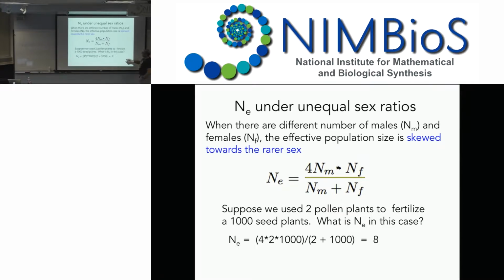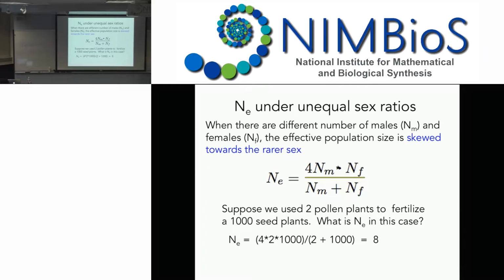Suppose I've got 2 pollen plants to fertilize 1,000 seeds. This is basically the average number of males, number of females; this is how you compute it. If I have 2 pollen parents to fertilize 1,000 seed parents, you might imagine, well, maybe it's 500, half of that. No, it's 8. Whenever one sex is more extreme than the other, you again have a bottleneck. Why? Because here, everybody traces back to 2 fathers. Not 1,000 fathers, not 500 fathers.